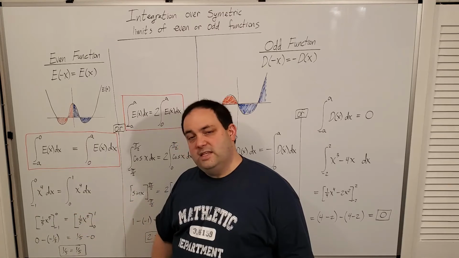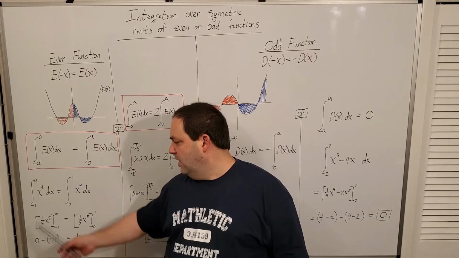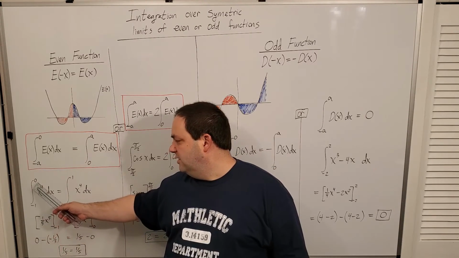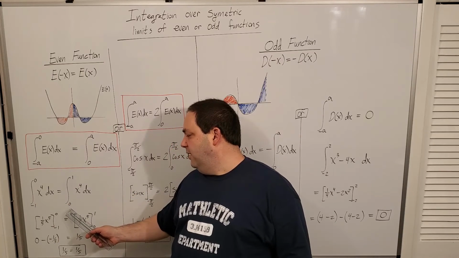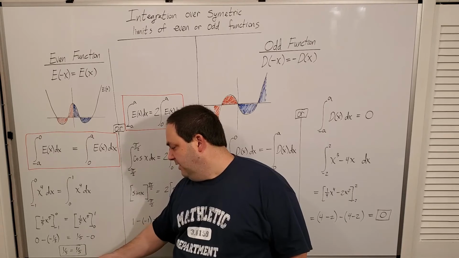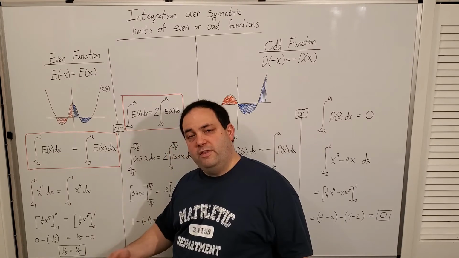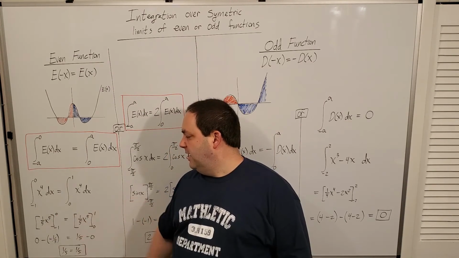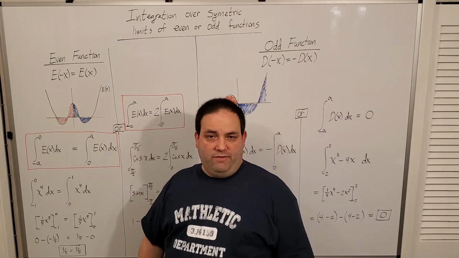X to the 4th is an even function. So if I integrate from -1 to 0, or same way if I integrate from 0 to 1, you'll notice that both of these give me the same value, 1/5 and 1/5. And that's not a coincidence. It's because x to the 4th is an even function.